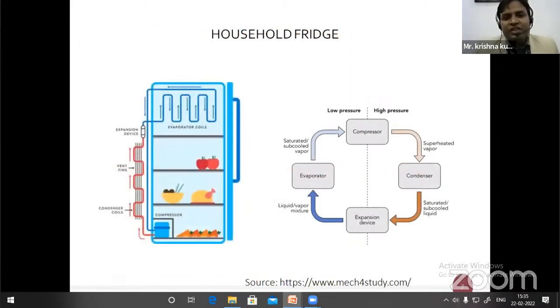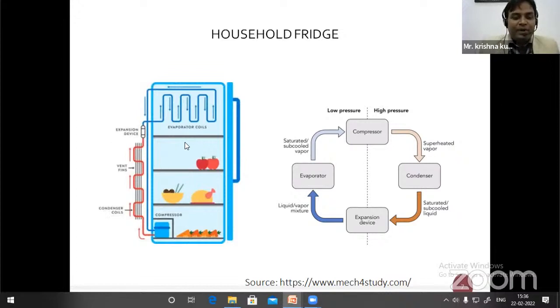Here you can see a household fridge. There are mainly four components in it. First is the compressor, then the condenser, then the expansion device, then the evaporator. If you try to locate them in our fridge, the upper part where we have the ice cube cabinet is called the evaporator, the coils at the backside are the condenser, and at the bottom the black box is basically the compressor.